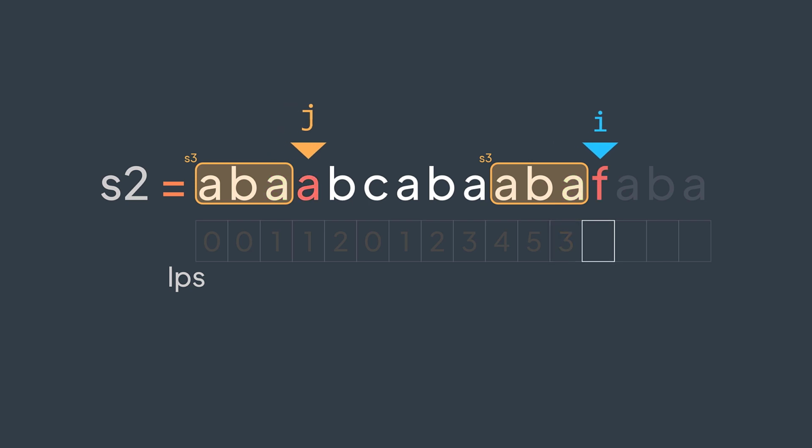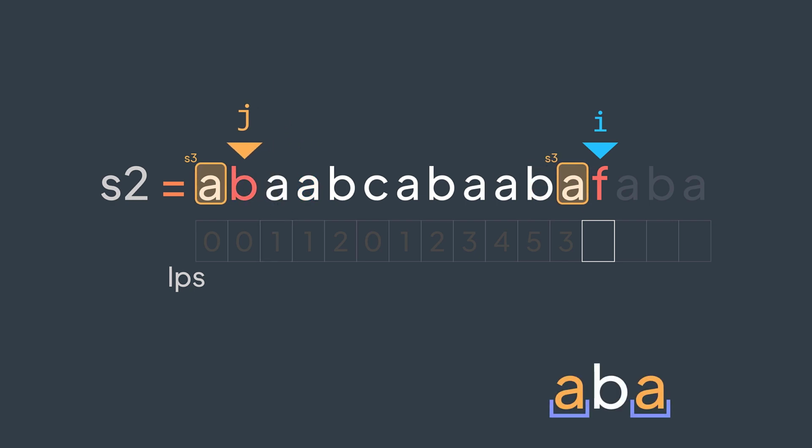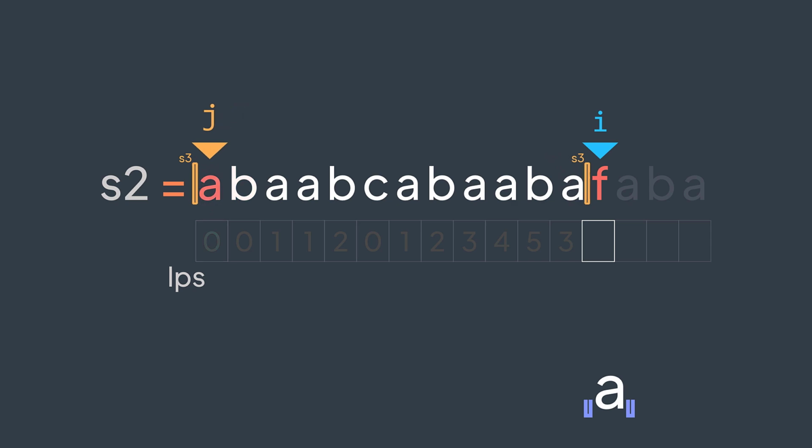Next iteration, s of i and s of j don't match, we check the LPS of the path that matched. The path that matched is ABA, the length of its LPS is 1, we take j to 1. s of i and s of j don't match, and the path that matched is A, its LPS is the empty string, the length is 0, we take j to 0. s of i and s of j don't match, and here j is 0, it means that we just don't have a proper prefix suffix except the empty string for the path that ends at i. We just put 0 and increment i to start again from the next position.